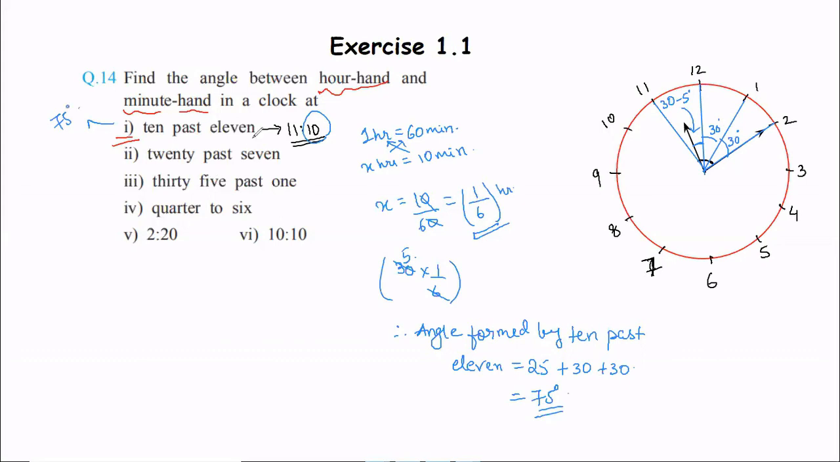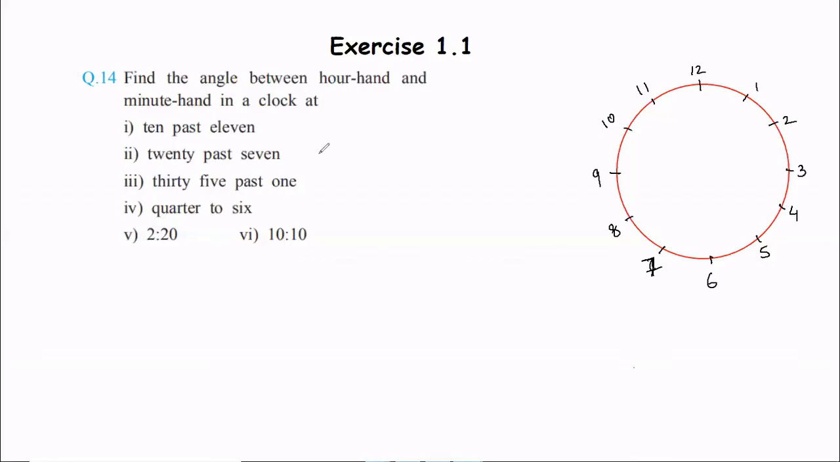We'll see more examples, and from those you will understand them in a better way. So let's move to the next question. The next question is 20 past 11, so we will be calculating for 20 past 11. Let's draw the hour hand and the minute hand. 20 past 11 means 7:20. The time is 7 hours and 20 minutes.